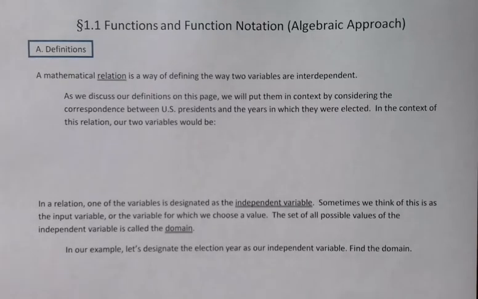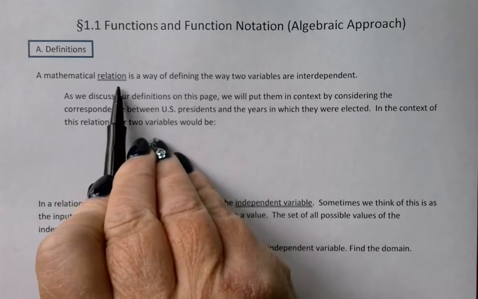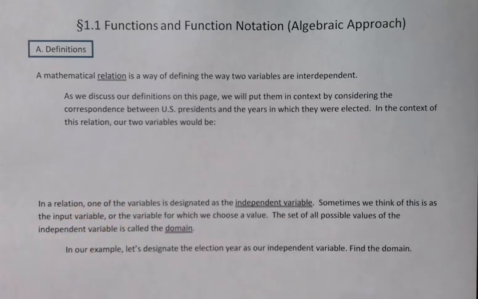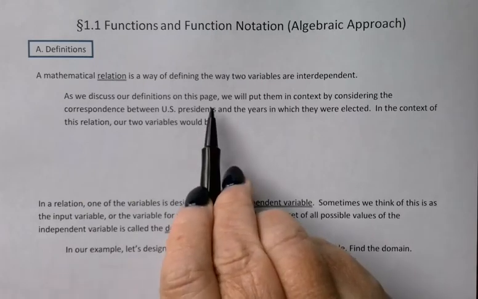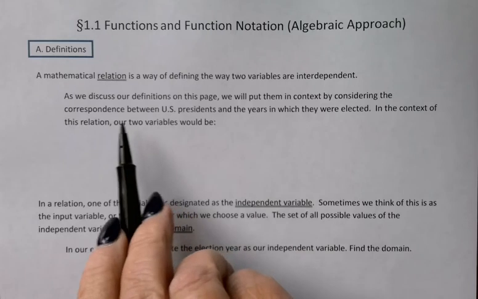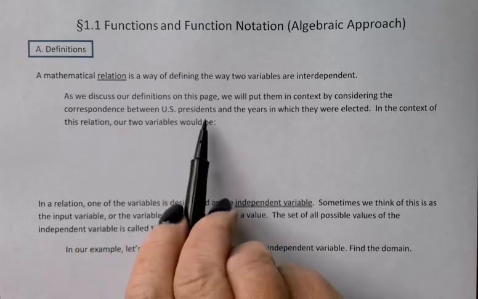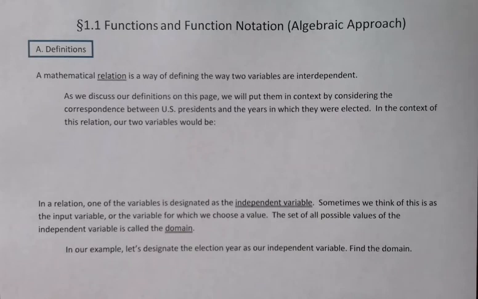All right, so we'll begin by looking at a mathematical relation. It's simply a way of defining two variables dependent on one another. As we discuss our definitions, I'm going to put them all into the same context, just for comparison purposes, by considering the correspondence between U.S. presidents and the years in which they were elected.